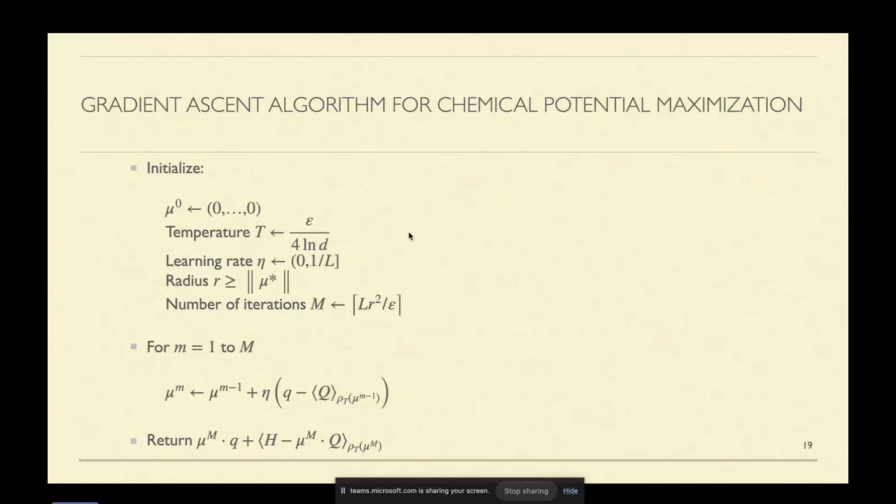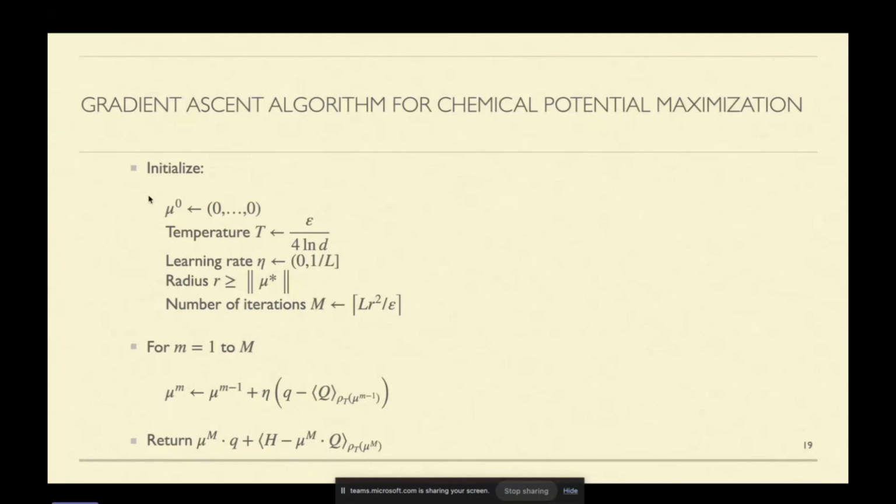Which we know is unique because this objective function is concave. Actually, it's strictly concave. So that was a question from earlier: is the optimal state unique? The answer is yes. And now we're trying to find that state approximately via gradient ascent.